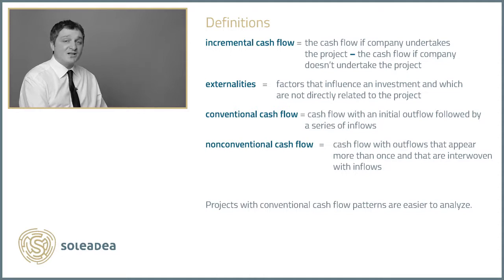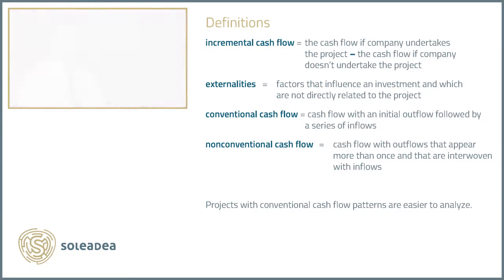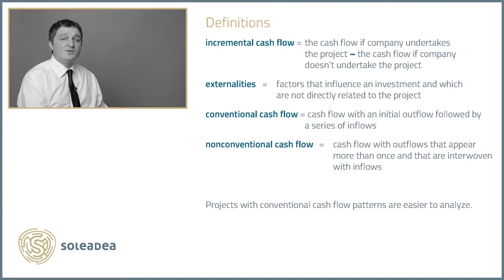A conventional cash flow pattern is one with an initial outflow followed by a series of inflows. In the case of non-conventional cash flow patterns, outflows appear more than once and are interwoven with inflows. Obviously, it's easier to analyse and evaluate projects with conventional cash flow patterns. In general, computation problems on Level 1 exam will cover such projects, which doesn't mean that you shouldn't know what the non-conventional projects are.